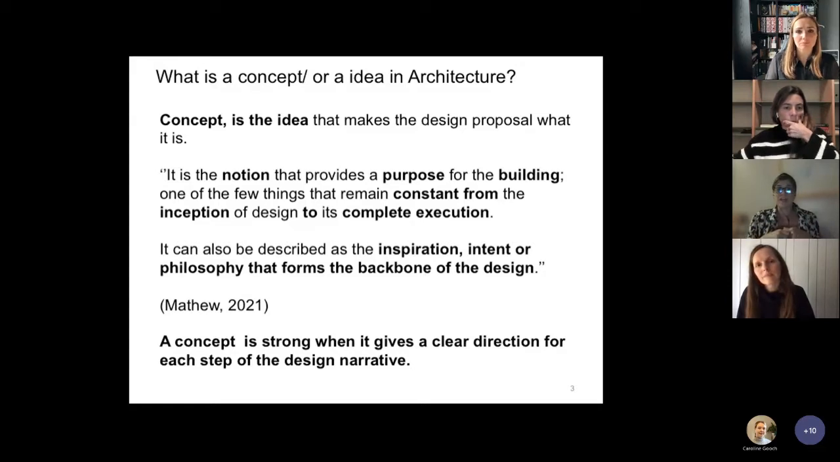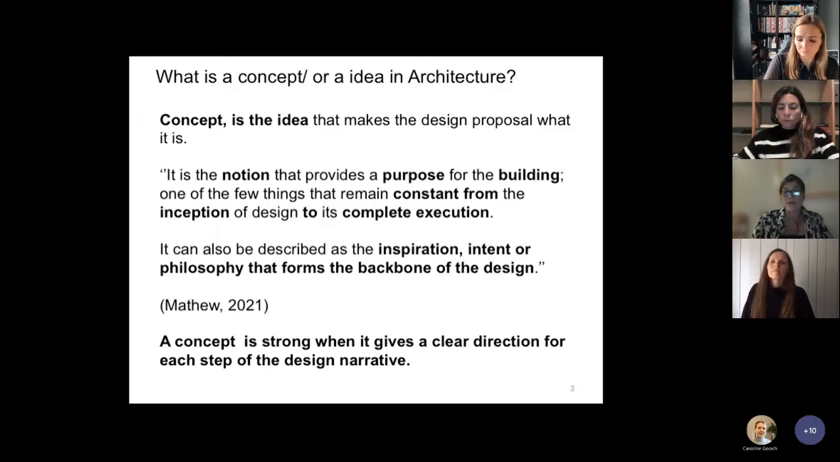What we've essentially come up with is that the concept is a very personal reaction that each student has to a specific theme or site or object or place, and it's important that the student develops this passionate reaction as it will be the generating factor behind their design proposal, and it should lead the entire design process. So a concept is regarded as strong when it starts to give a clear direction for each decision that we make in our design proposal and each step of the design narrative.